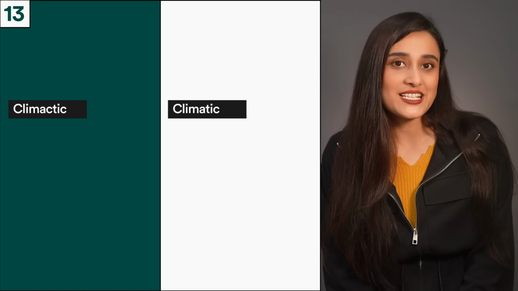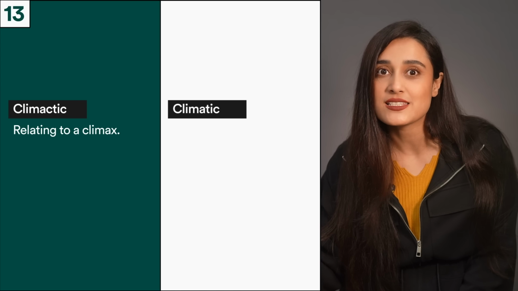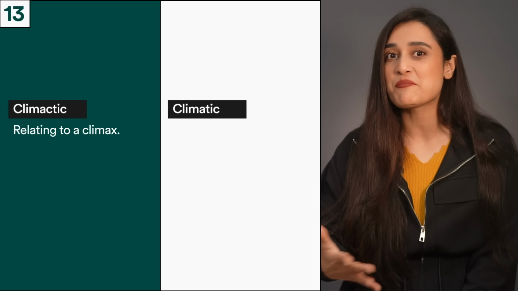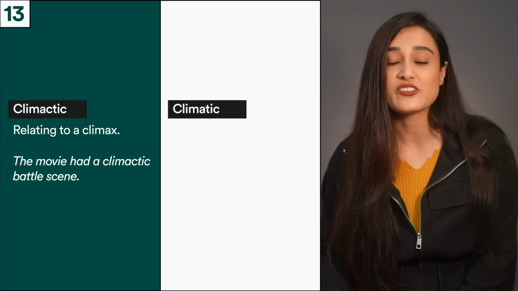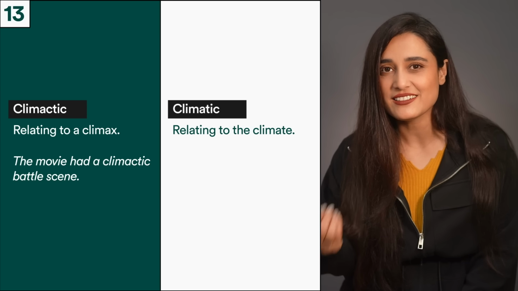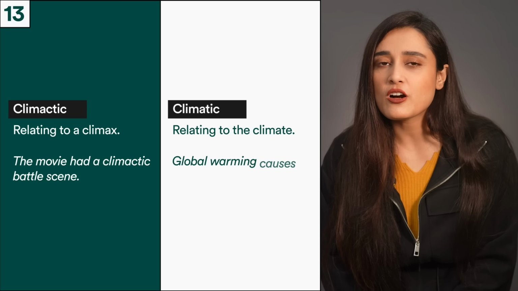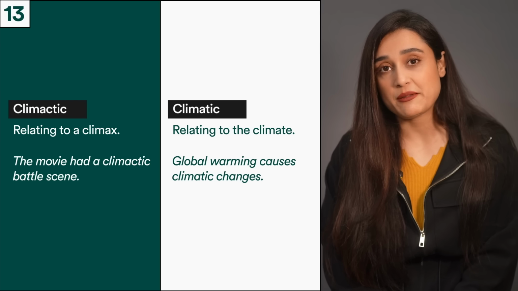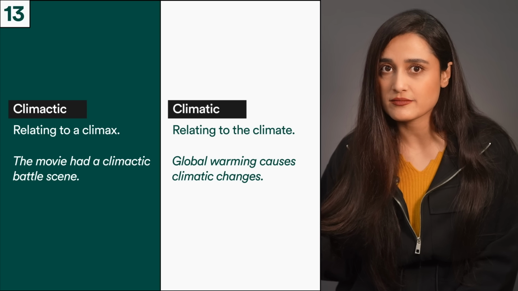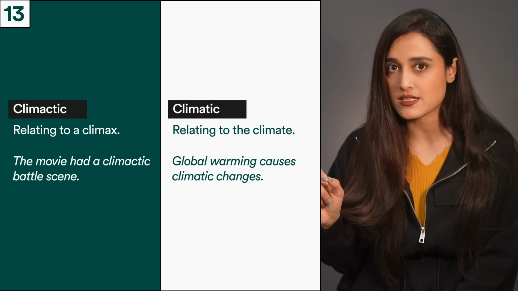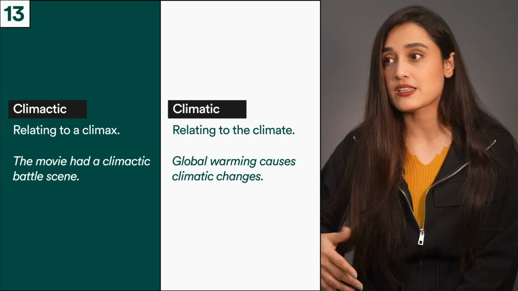Climactic versus climatic. Quite similar in pronunciation. Climactic is relating to a climax, the exciting end of a movie. That is climactic. The movie had a climactic battle scene. Okay. Climatic, on the other hand, is relating to the climate. Easy, weather. However, weather and climate don't mean the same thing, but you get the point. Global warming causes climatic changes. Climactic is climax, climatic is climate. Easy to remember. I just wanted to highlight the difference here. The spelling is different. One has a C in the center, the other doesn't. Climactic is the most intense point of something. Climatic is related to climate.